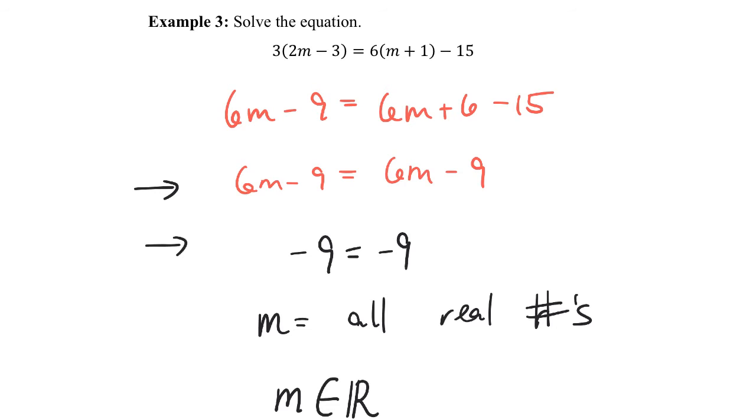The only time you're going to really see me use this symbol is when your answer is all real numbers. It's the only time I'm going to really utilize this much. And this means it's in the set of. Okay, but all real numbers.